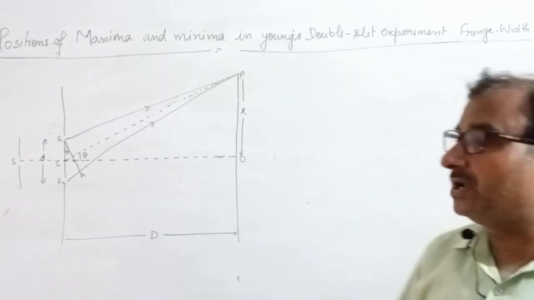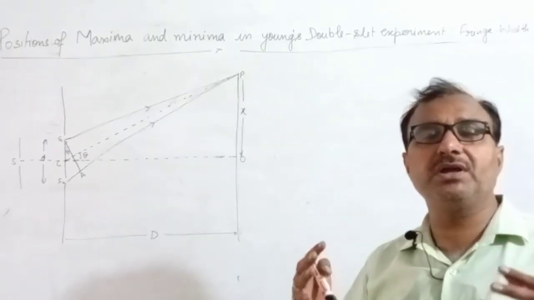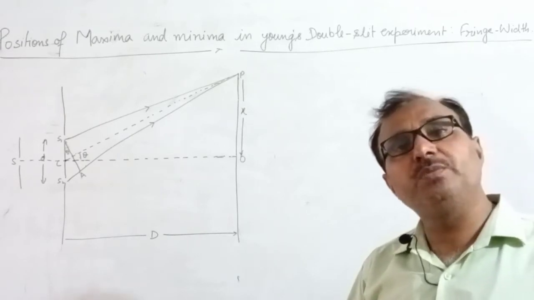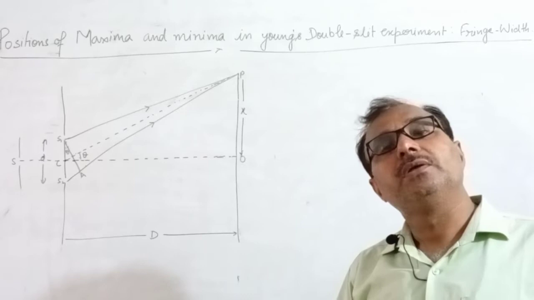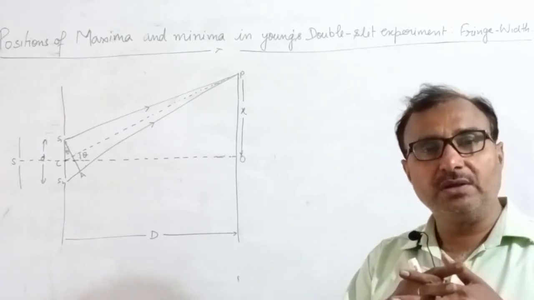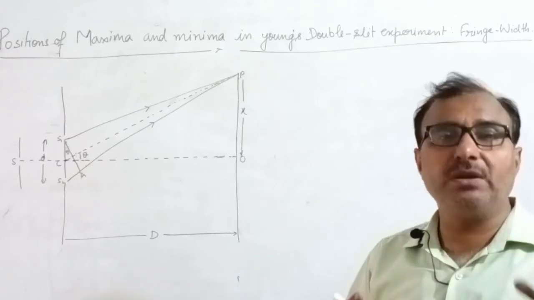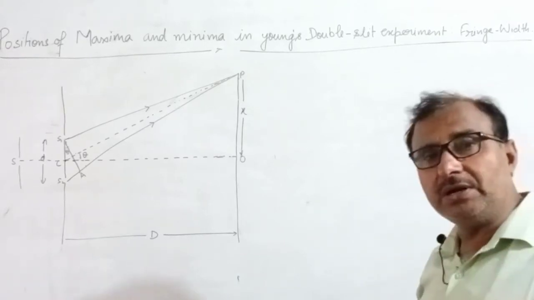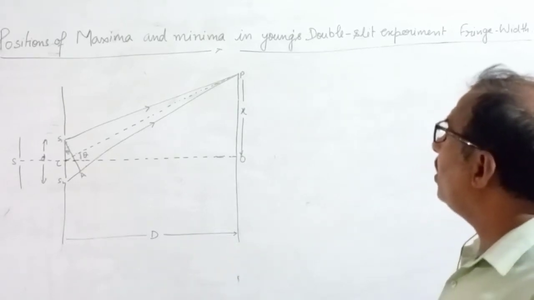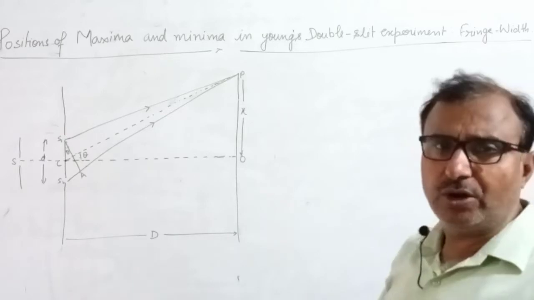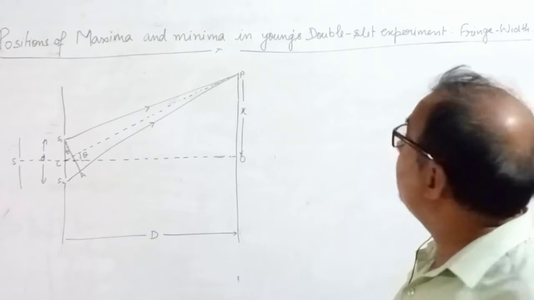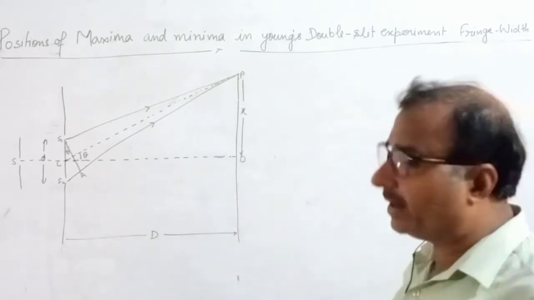You should understand that at the points where these waves meet in the same phase, you get maximum intensity. Where these waves meet in opposite phase, you get minimum intensity. So this is interference of light. In interference of light, at some points intensity is maximum and at some points intensity is minimum. So for that I am going to write a derivation.